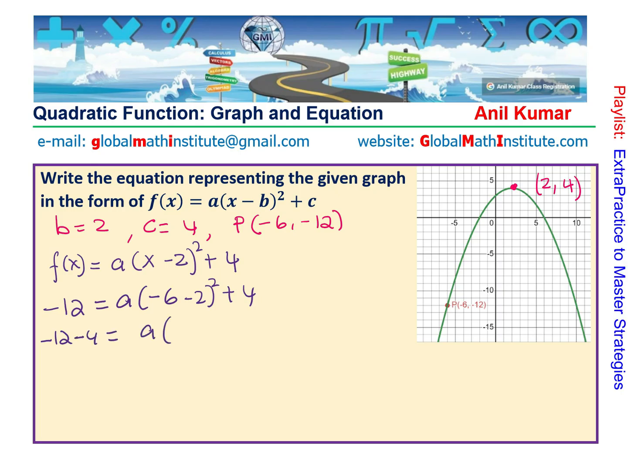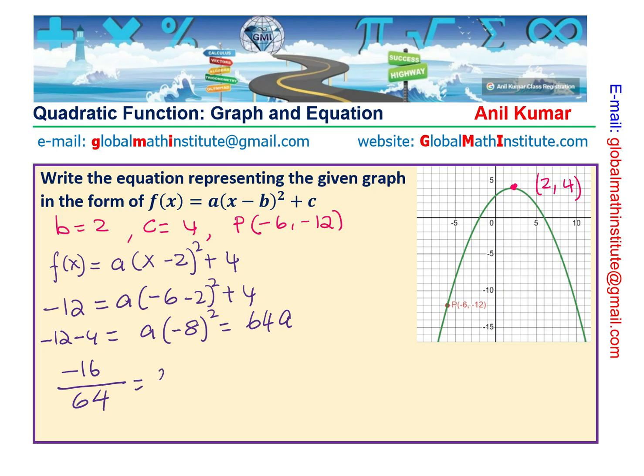A times minus 8 square, right? Which is 8 square 64, right? 64a. And here we have minus 16. We'll divide by 64 to get the value of a. Perfect. So which is 16 gets 4 times, right? So minus 1 over 4 is the value of a, correct?